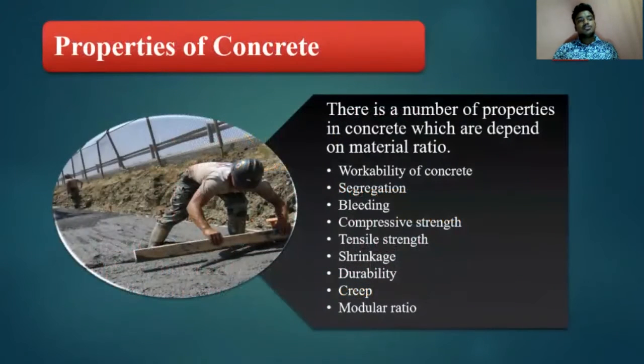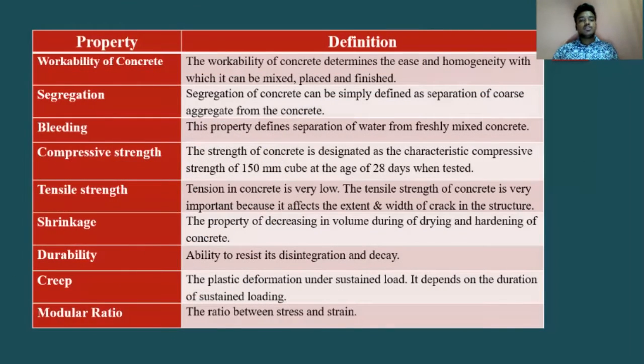This slide shows the properties of concrete. These are very important because the quality of the concrete depends on the properties in it. So workability of concrete, segregation, compressive strength, tensile strength, etc. As you can see, those are the main properties of the concrete. Let's define them. Workability of concrete: there shouldn't be any segregation and bleeding after compacting in good workable concrete.